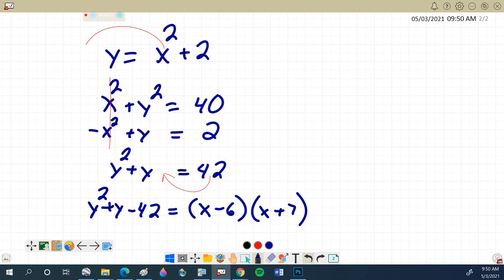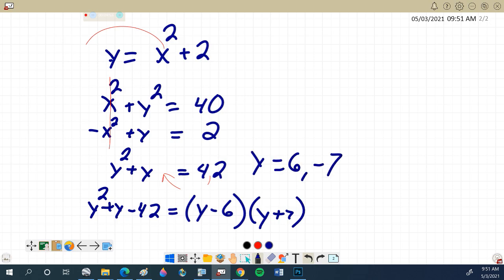Okay. Now let's stick that in. Or sorry, y's. Y minus 6 and y plus 7. So it looks like there are two answers, right? But y is equal to x squared. So each y is actually attached to two x's. That's what this equation is saying. So when I plug, so y equals 6 or negative 7.